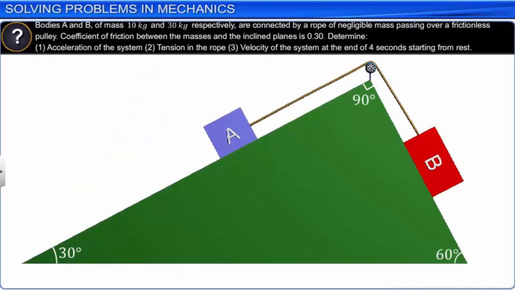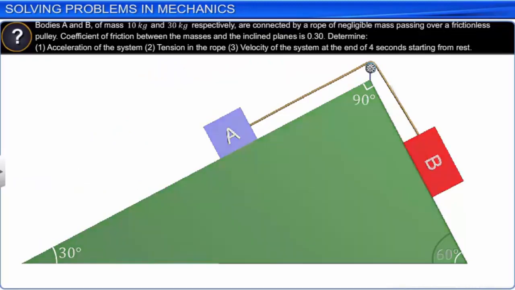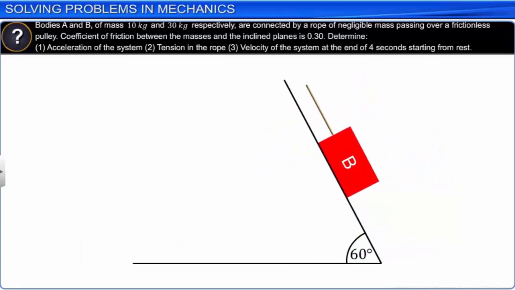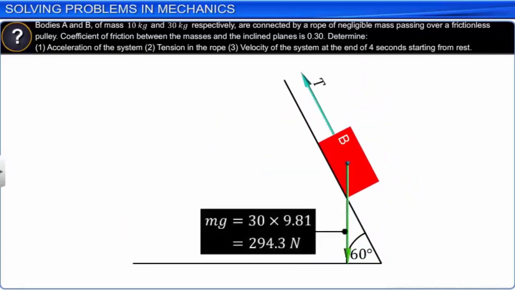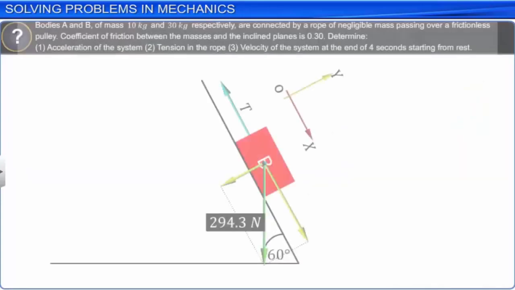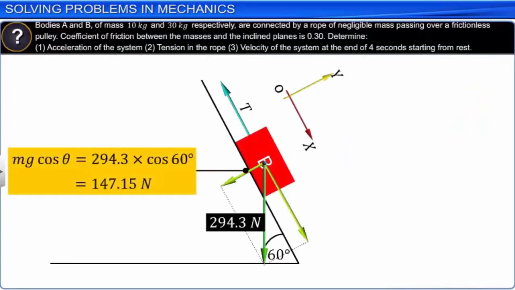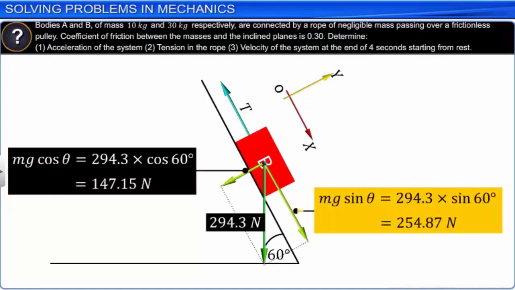Now consider the other part, that is, body B, and draw a free body diagram indicating the forces and a convenient coordinate system. The weight of the body B acts vertically downwards. This force can be resolved into its x and y components as mg cos theta and mg sin theta. Mg cos theta is equal to 147.15 newtons and mg sin theta is equal to 254.87 newtons.